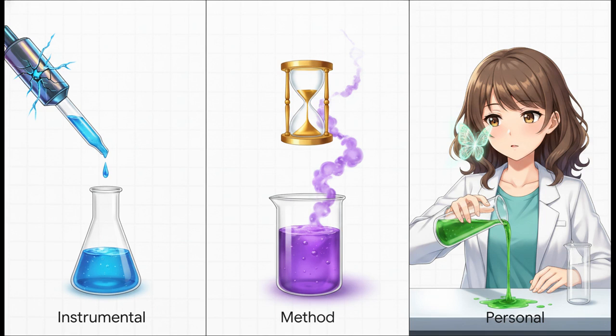First, instrumental errors. Imagine a 10 milliliter pipette that actually spits out 10.02 milliliters because of a tiny manufacturing flaw, or maybe a battery losing voltage over time. Second, method errors. These are sneaky, arising from the system's actual physical or chemical behavior, like a reaction that's just unexpectedly slow. And third, personal errors. Let's be honest, this is human error, carelessness, inattention, or just the inherent bias of the person making a judgment call.